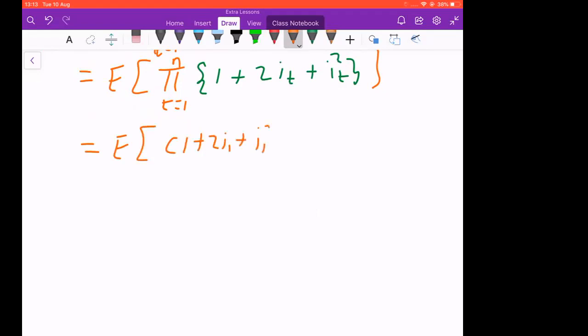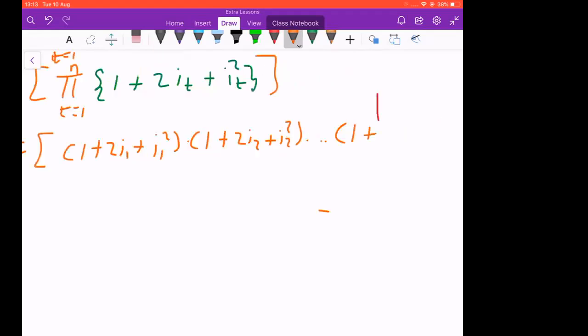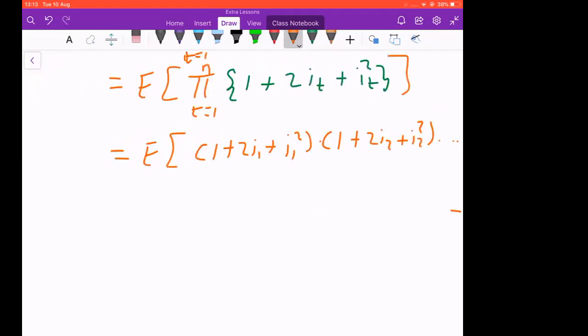This is for year 1. For year 2, 1 plus 2 I2 plus I2 squared, all the way to the time n. You're going to have 1 plus 2n plus in squared, right? So you apply the expectation everywhere. Expectation, right?